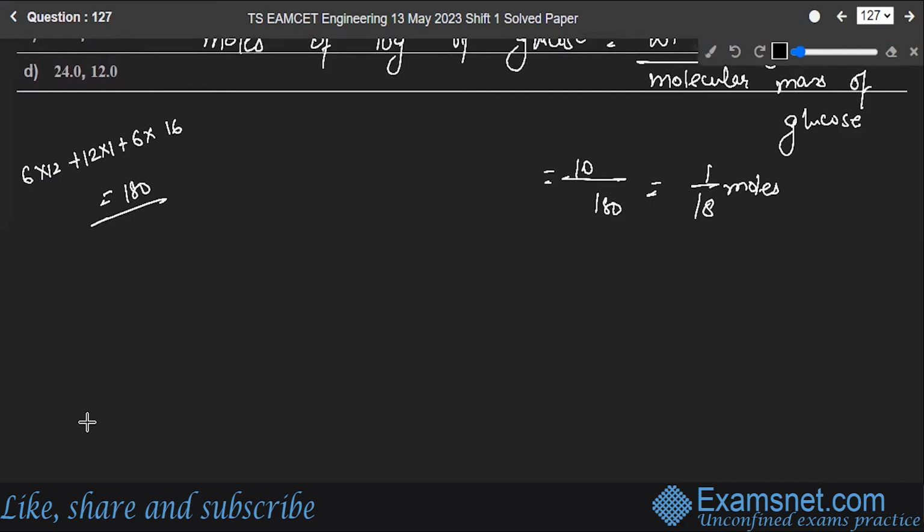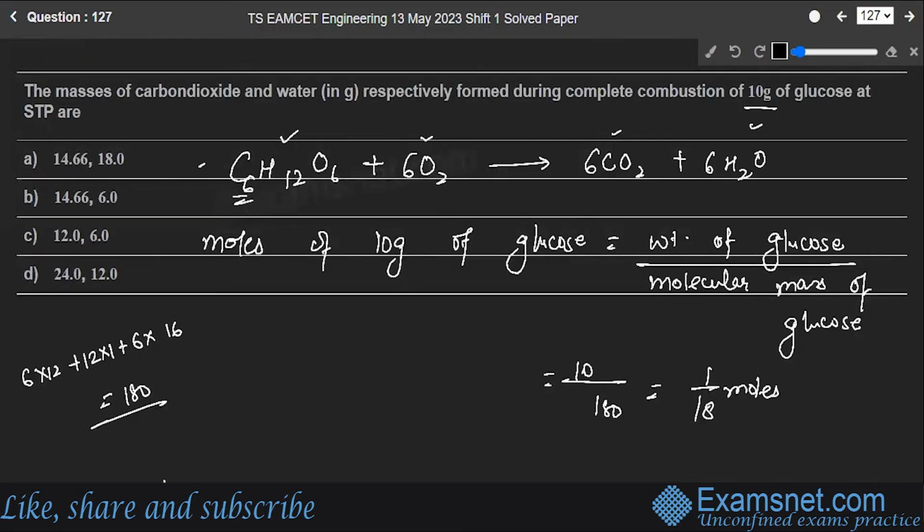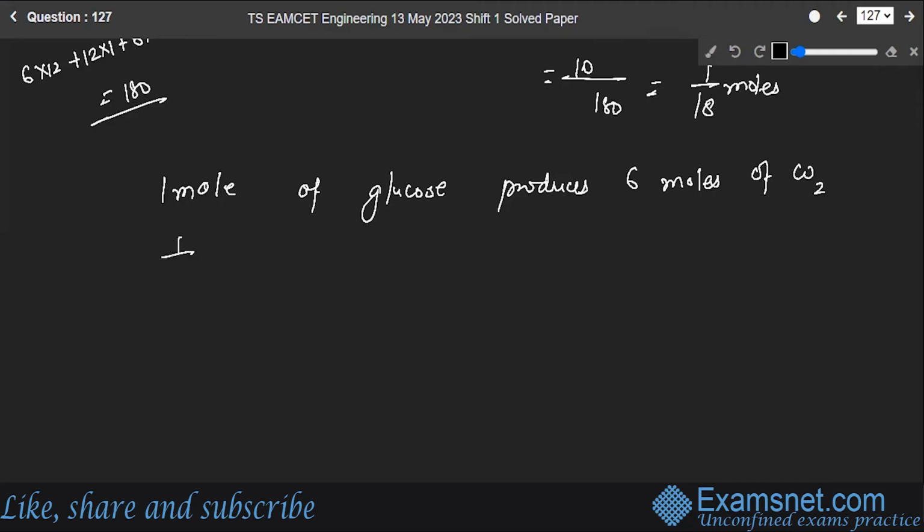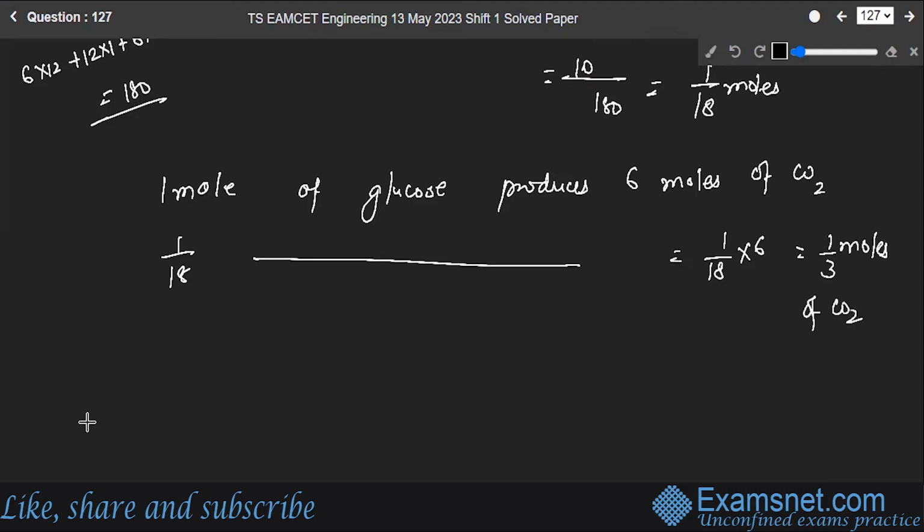So now from the above reaction, 1 mole of glucose produces 6 moles of carbon dioxide. So 1 by 18 moles of glucose will produce 1 by 18 into 6, that is equal to 1 by 3 moles of carbon dioxide.